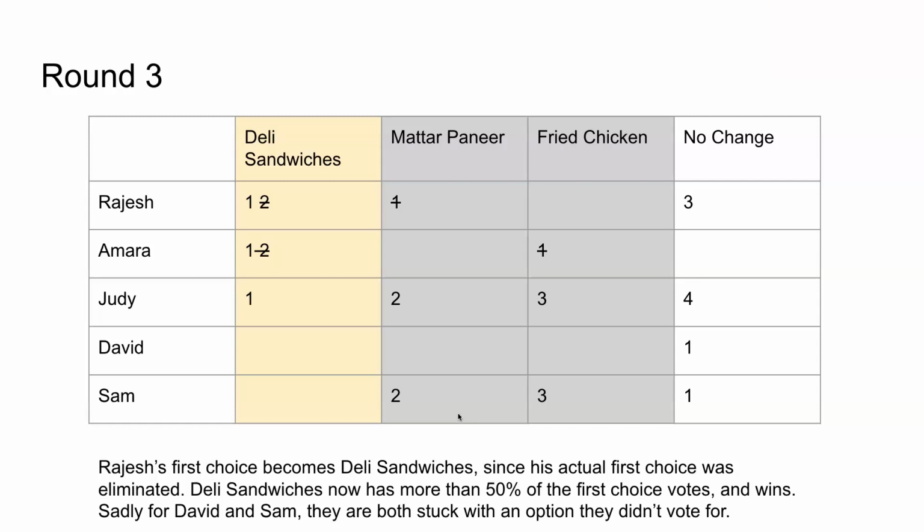Yeah, the last 2 sentences I understood. It was the first sentence when you said that Mater Paneer was less popular. How was that determined? Okay, so this is the part where I oversimplified a little bit, but in this particular case, Mater Paneer is less popular because deli sandwiches already has 2 number 1 rank votes, no change already has 2 number 1 rank votes, and Mater Paneer has only 1 number 1 rank vote, and therefore it's less popular because it has fewer number 1 rank votes. Got it. Thank you. You're welcome.